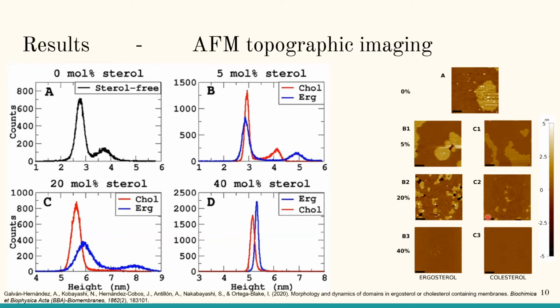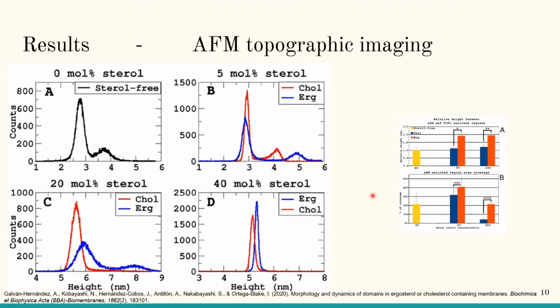When we analyze the height of these images, we do a height histogram. For example, this is the one for sterol-free bilayers. You get a really good peak for the height of the lower part of the membrane, and then the domain here. And as you can see, the more sterol we add, eventually the domain peak disappears. But interestingly, we found that for ergosterol, the domain peak is higher. So the difference in height, which we call relative height, between the liquid phase and the gel phase is higher for ergosterol than for cholesterol.